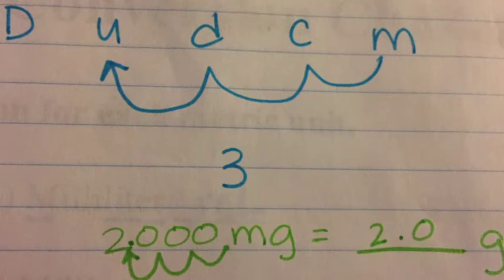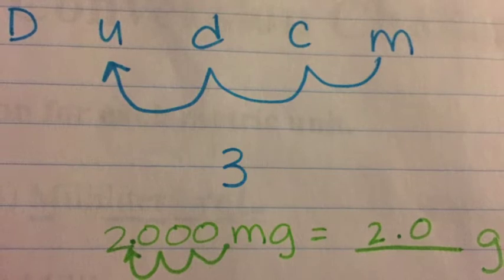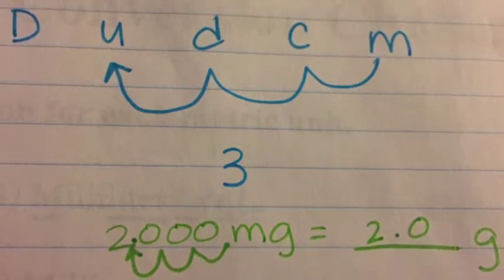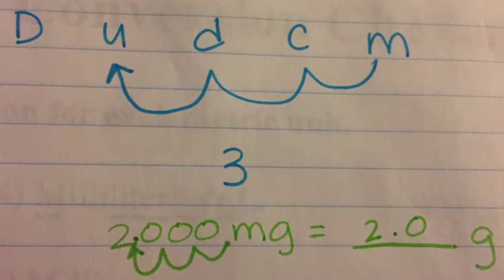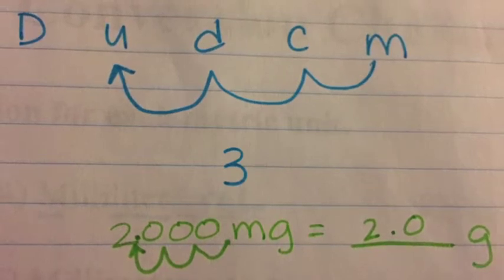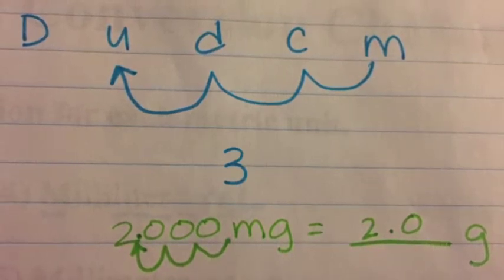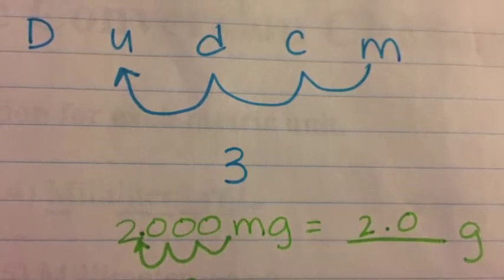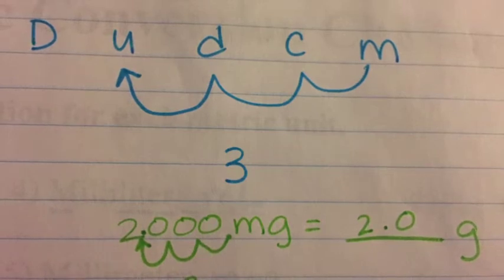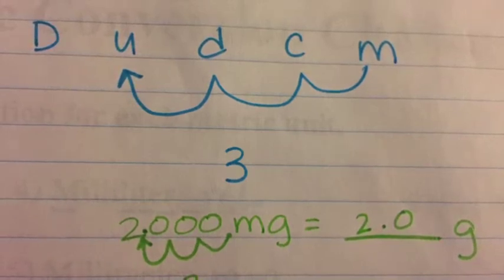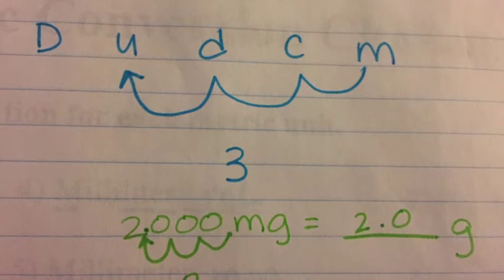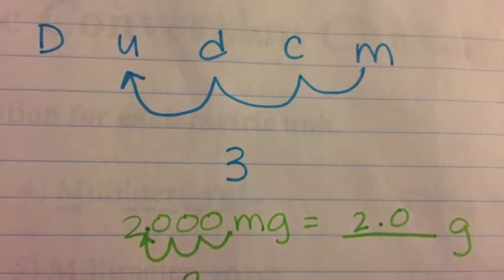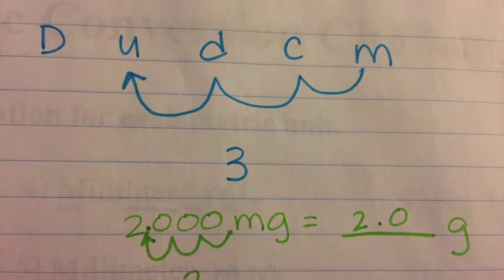So now I want to look at my 2,000 milligrams, and I want to take my decimal, which if it's not already written there, it means it's right at the very end. And I want to move my decimal the same amount that I moved on my King Henry abbreviation. So I'm going to move my decimal to the left 3 places, just like I moved from my M to my U 3 places. So you can see on the picture I've drawn that decimal moving 3 places over, which gives me that 2.0 grams.